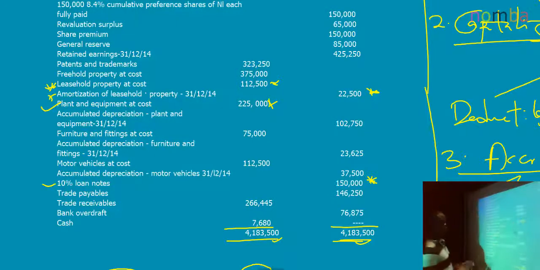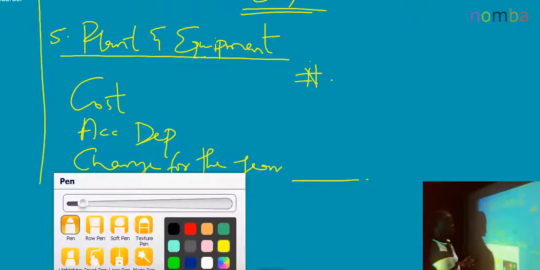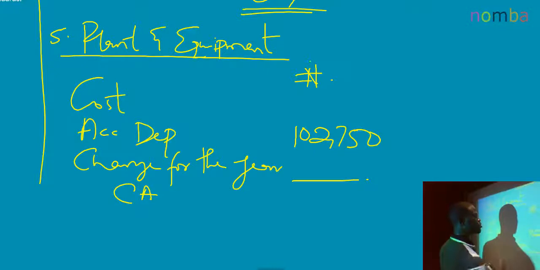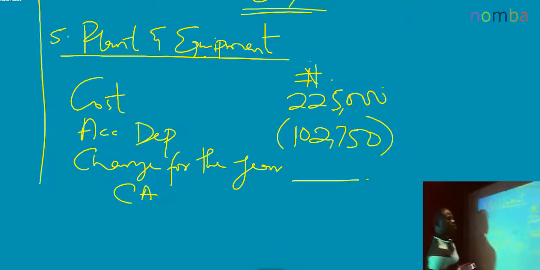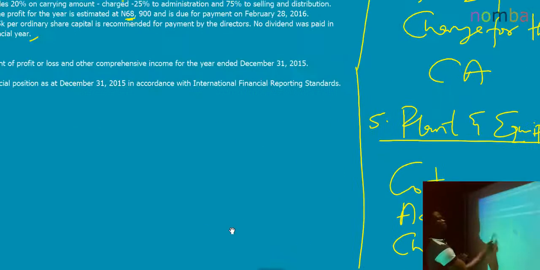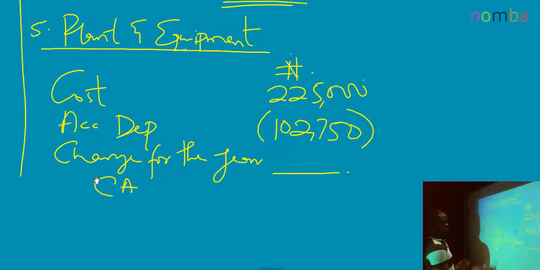Here is my plant and equipment. At cost is 225,000. And the accumulated depreciation on that plant and equipment was 102,750. And the cost was 225,000. And the charge for the year for the plant and equipment, we were told, is 8% on costs charged to production. So 8%, which is 0.08, multiplied by the cost, which is 225,000, gives me 18,000.